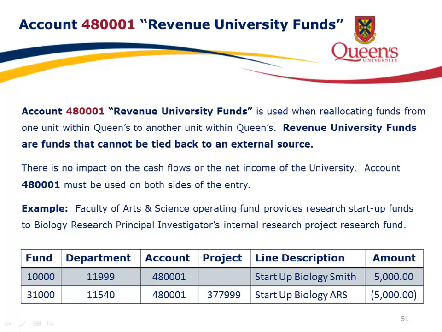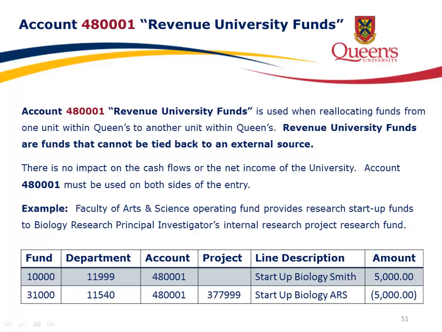Account 480001, Revenue University Funds, is used when reallocating funds from one unit within Queens to another unit within Queens. Revenue University Funds are funds that cannot be tied back to an external source. There is no impact on the cash flows or the net income of the university. Account 480001 must be used on both sides of the entry.